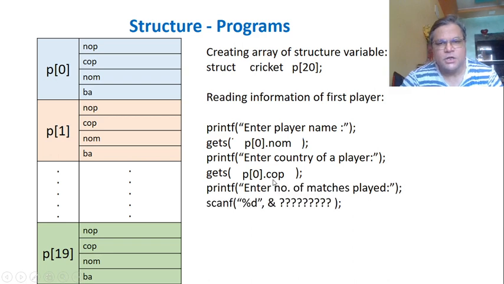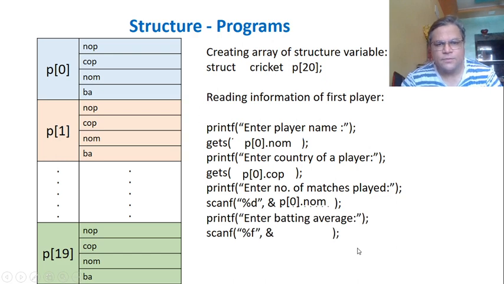Then we should ask, enter number of matches played by that player. And then I should use the scanf function because number of matches played is going to be an integer number. Decimal value I have to read, so percentage %d, and where I should store it? I should store it in nom of p0. So for that we need to specify the address of p0.nom.